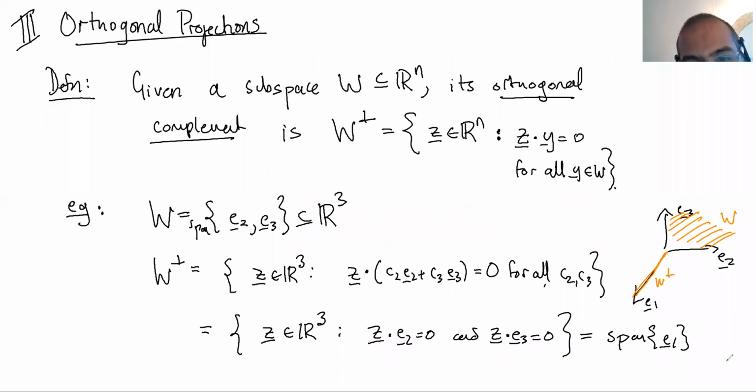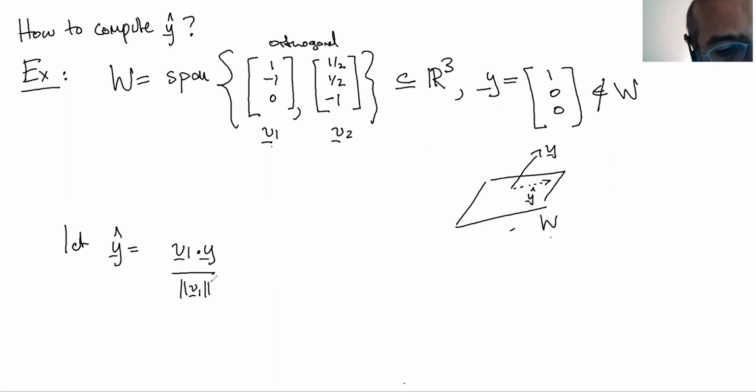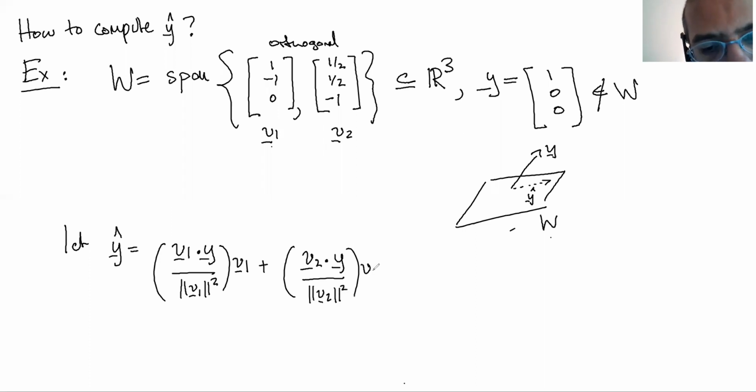Well, what if I just use the same formula here? So let it be (u1 dot y) over norm of u1 squared times u1, plus (u2 dot y) over norm of u2 squared times u2. This would be the formula for expressing y as a linear combination of u1 and u2 if it was in the span. It's not. Well, let's calculate what this is.